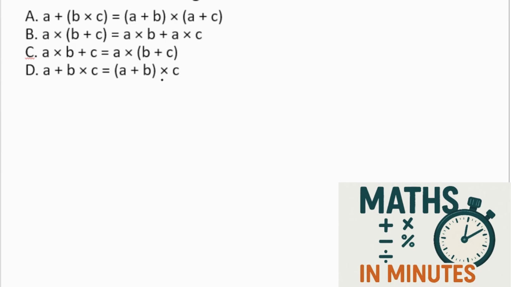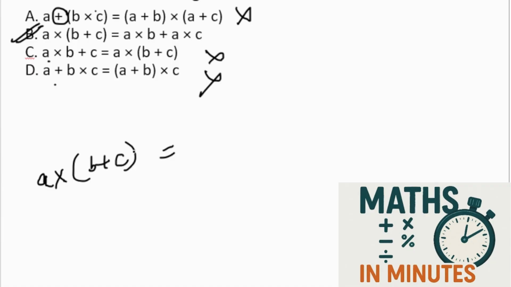So as we know, distributive law means multiplication over addition or multiplication over subtraction. Here they did addition over multiplication, so option A is wrong. Option C says A into B plus C, no. Option D says A plus B into C, no. But option B says A into B plus C, and we know A into (B plus C) is A into B plus A into C. Here brackets are missing, you have to put the brackets, right? So this is our distributive law. I hope it is clear to everyone.